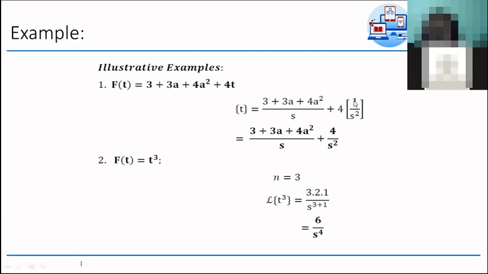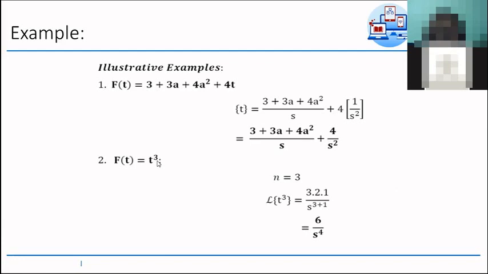Plus, this is now the equivalent function of your t into s. For t, the transform is 1 all over s squared. So this is now the Laplace transform of your function of t, which is 3 plus 3a plus 4a squared plus 4t, is equal to 3 plus 3a plus 4a squared all over s plus 4 all over s squared.